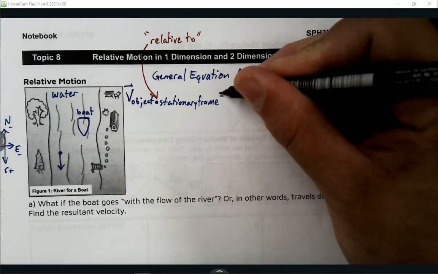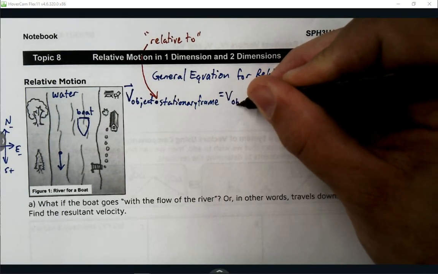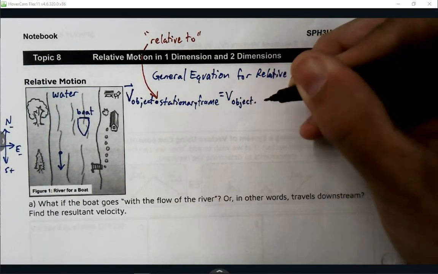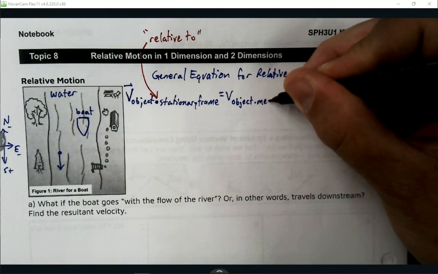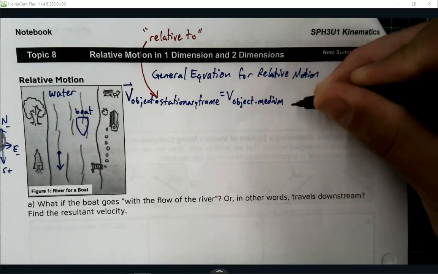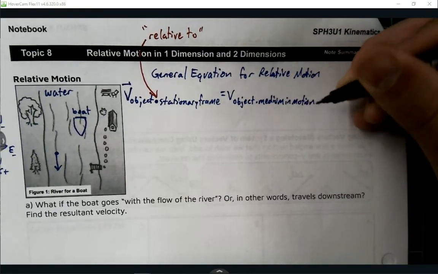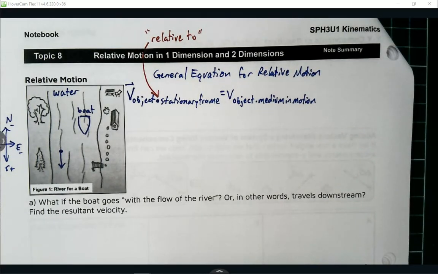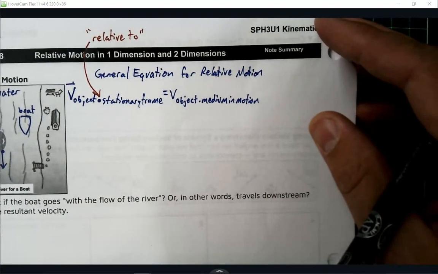And then I can say, okay, well, that's going to be equal to the velocity of the object. Remember, this dot means relative to medium in motion. And in the context of the story that we're telling right now, the object still is the boat, and the medium in motion is what? The water. The water is the medium in motion, right? So that's why I say this is a general statement.